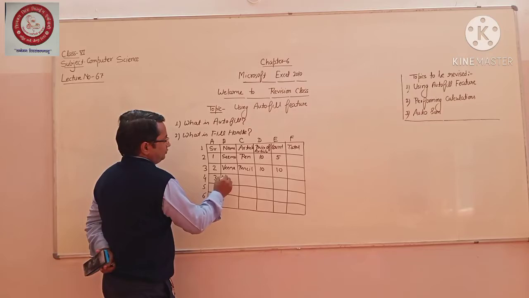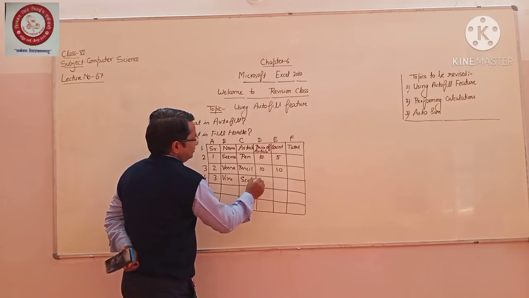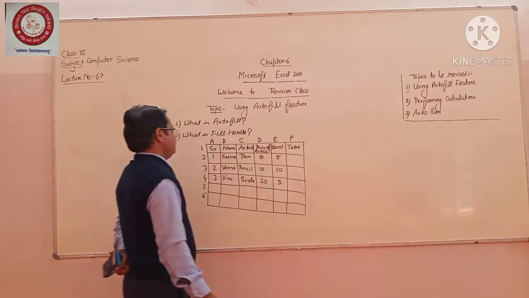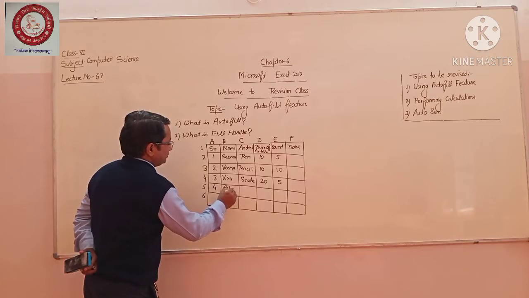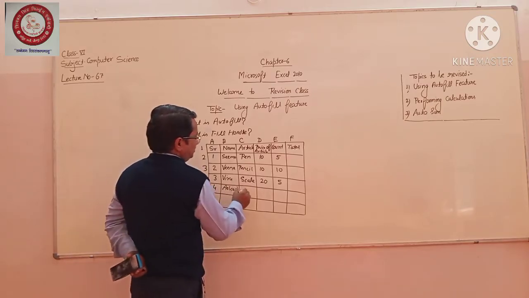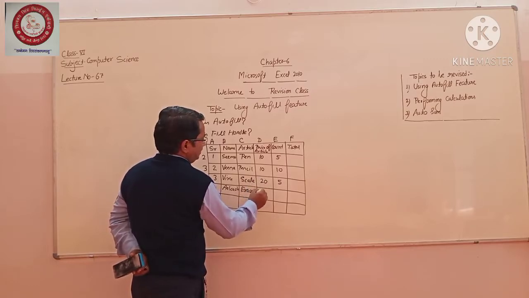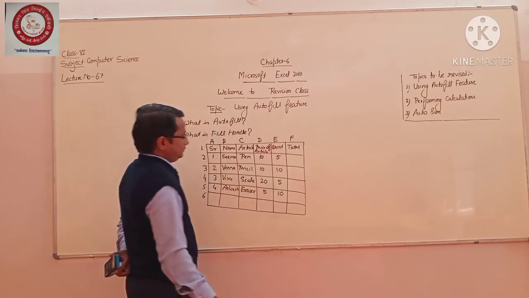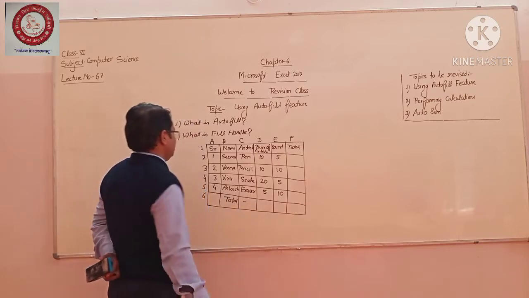Now suppose Viru has purchased scales, and suppose they have taken 20 scales at 5. Suppose I will take one more, Akash. Suppose she has purchased erasers, and the cost is 5 rupees and they have purchased 10 erasers. Likewise, and here we will take the grand total.